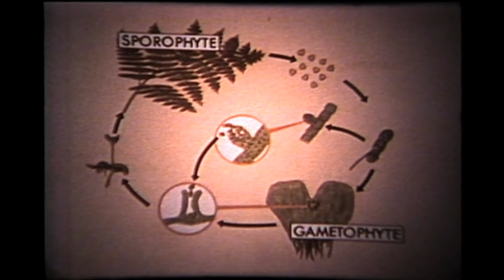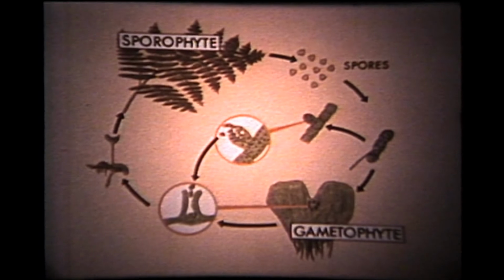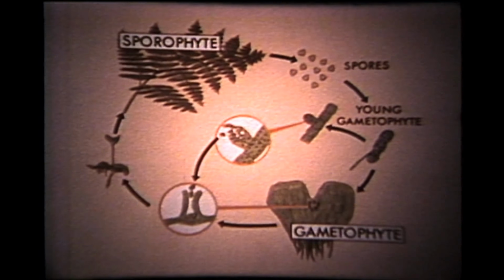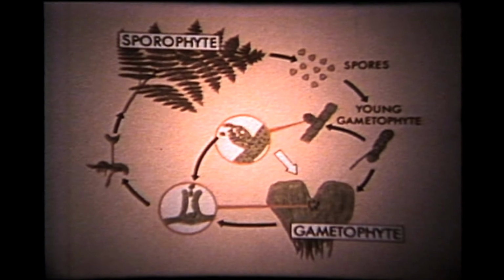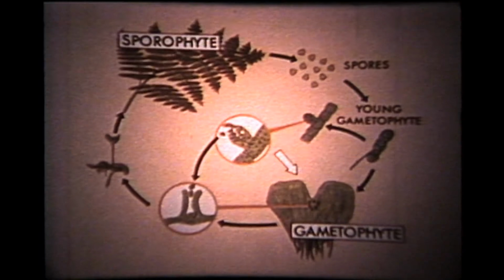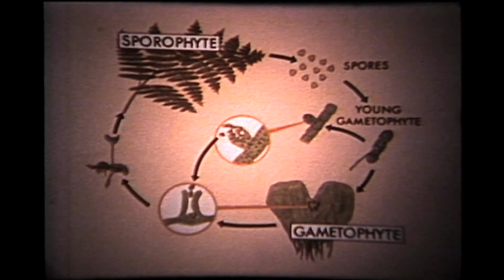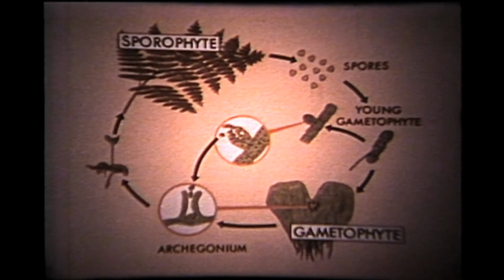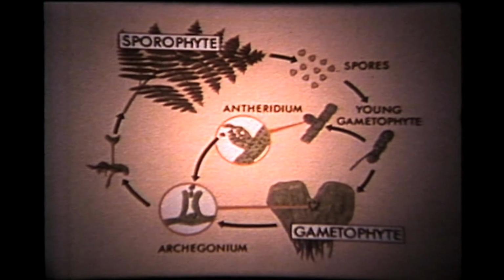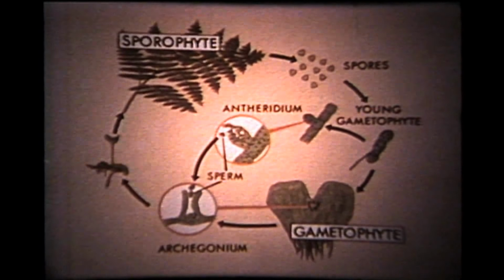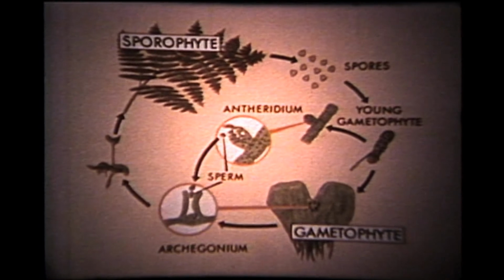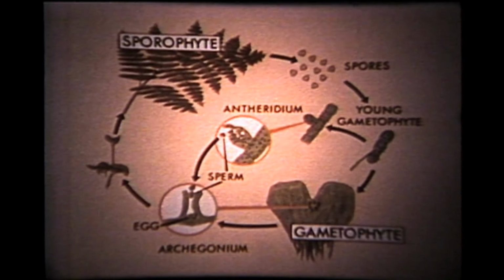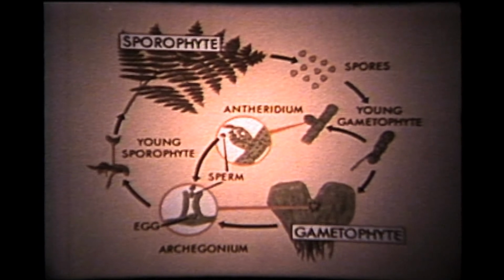The tiny spores produced on a frond grow into small gametophytes. Some of these develop into heart-shaped female plants. These form reproductive organs called archegonia. Other gametophytes become male plants, which form antheridia. Sperms released from an antheridium fertilize the egg within an archegonium. From this union, the sporophyte develops.